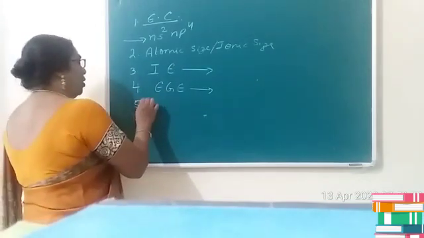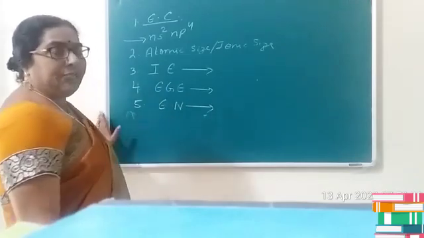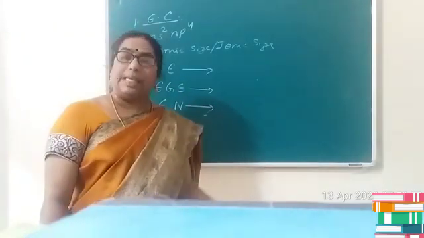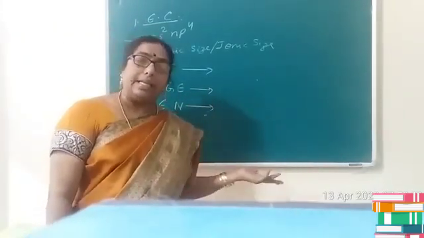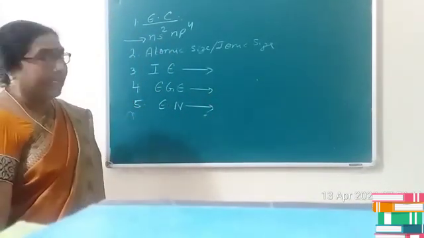Next, last general property, let us consider electronegativity. As we move down the group, atomic size increases, their metallic nature increases, so obviously electronegativity decreases. Is it clear, children?